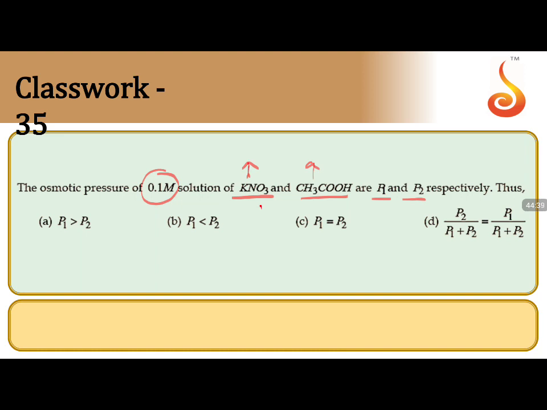But what is the condition? Their number is the same. Concentrations are the same. But the only point you have to remember here is this is a strong electrolyte, this is a weak electrolyte. For a strong electrolyte, osmotic pressure is more; for a weak electrolyte it is less. So what will be the condition? Osmotic pressure of strong electrolyte is greater than weak electrolyte, option A. Logic, just find out this way.